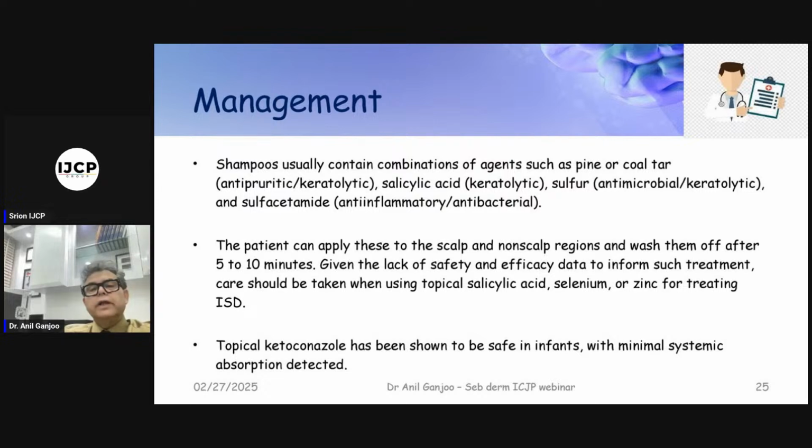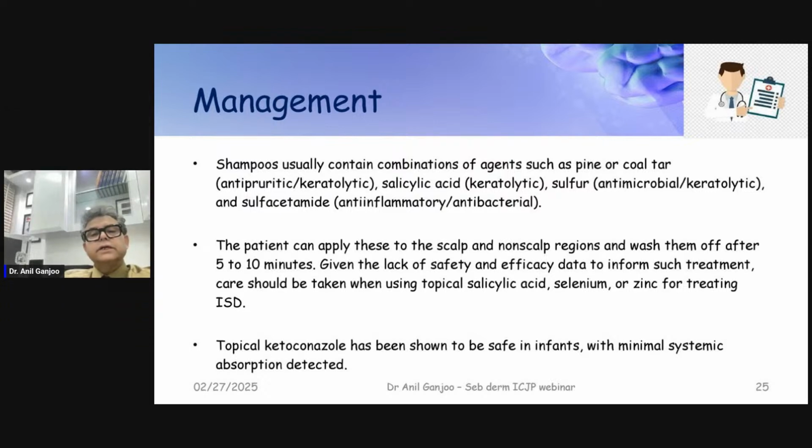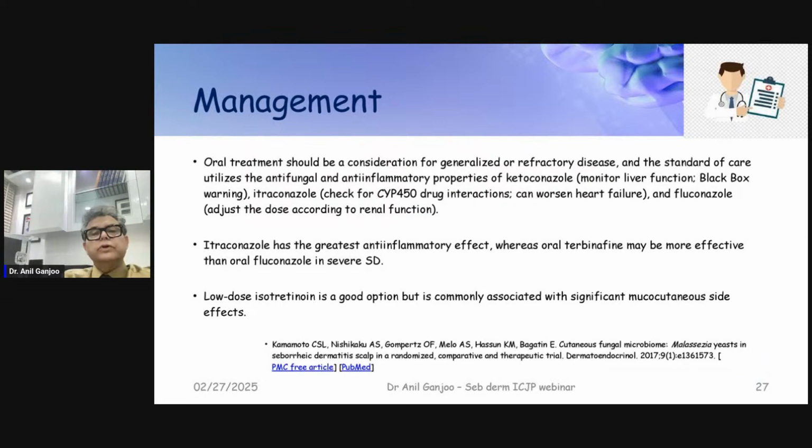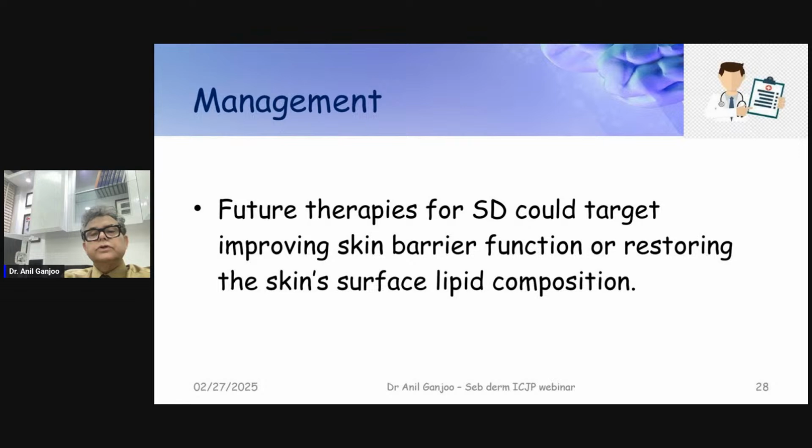They typically will contain coal tar, they'll contain salicylic acid, it will contain anti-inflammatories and antibacterials. And I told you you need to apply it for 5 to 10 minutes before washing it off. That will give you the best effect. And topical ketoconazole we have already talked about. We have talked about the side effects. We have talked about the oral agents.